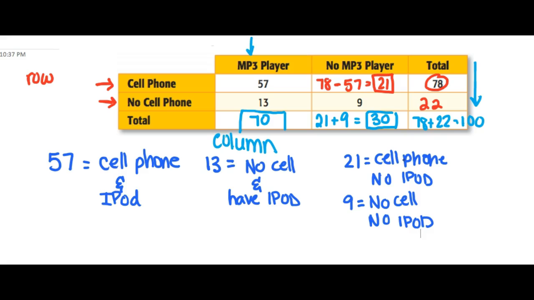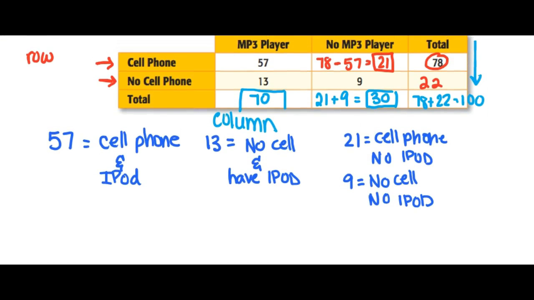So I'm going to erase that because we still need the table, but I want to show you guys how this works. Okay, now when we look at our columns, we know that there are 70 people total who have an iPod. We don't care if they have a cell phone or no cell phone. And our other column is no iPod, so we have a total of 30 people with no iPod. And again, of these 30, we don't care if they have a cell phone or not.